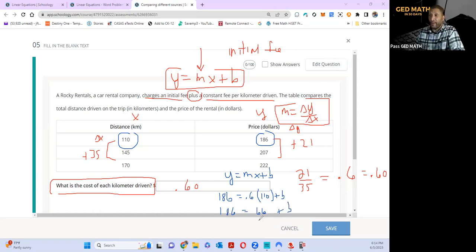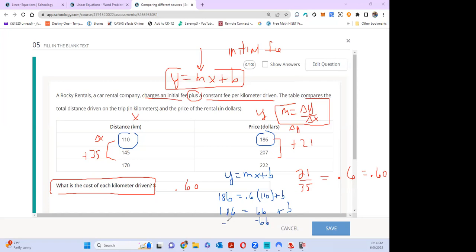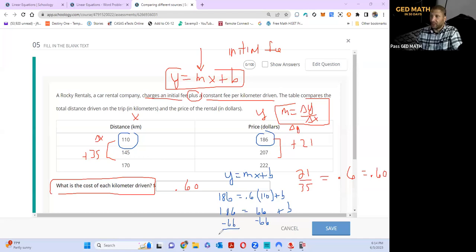Again, in order to get b by itself, I must get rid of that 66. The opposite of plus 66 is minus 66. You get 120 equals b. Right? Okay. So that initial cost is $120.